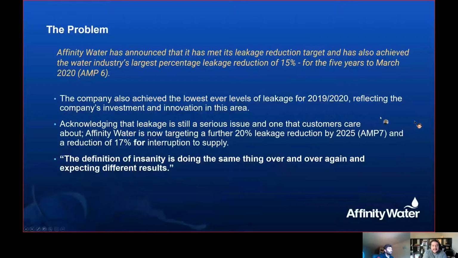In AMP6, Affinity Water achieved the largest percentage leakage reduction in industry of 15%. Moving into this AMP, we are targeting a further 20% leakage reduction by 2025 and recognizing that what got us here won't get us there. We need to do something different, so we've started looking at our technology and our data and how this could help us solve the problem. Let's get into the solution and how we chose to tackle these objectives.